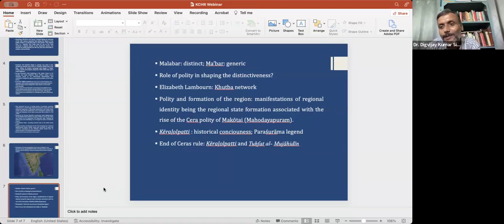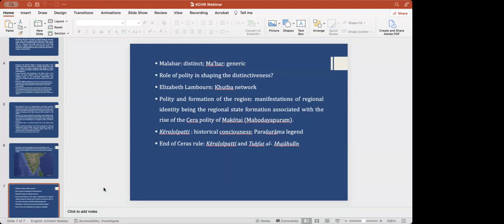So I'll just quickly make one or two comments and just stop there. Because there is always a possibility that you have been working with the KCHR even earlier, so there is always a possibility of our discussions later also.